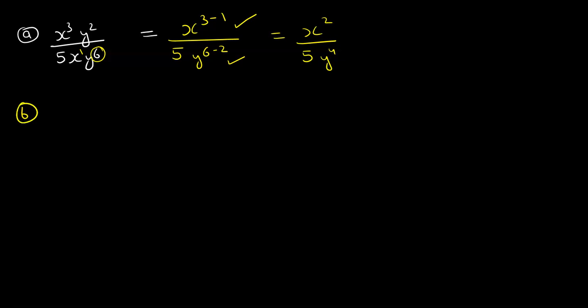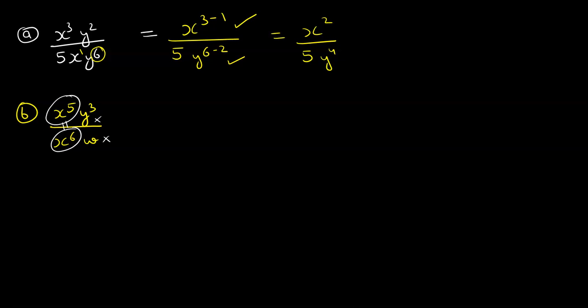So let's take a look at b. It is x to the power of 5 y cubed over x to the power of 6 w. Now over here there is something different. We have x's on both sides, so these can be simplified, but y cannot, because there is only one y in the numerator, nothing in the denominator.